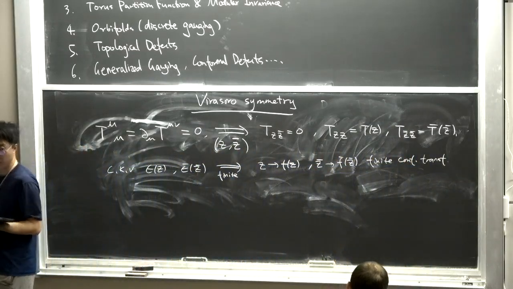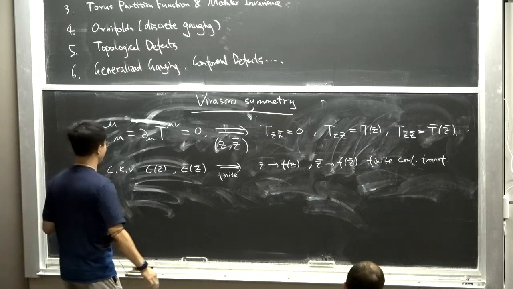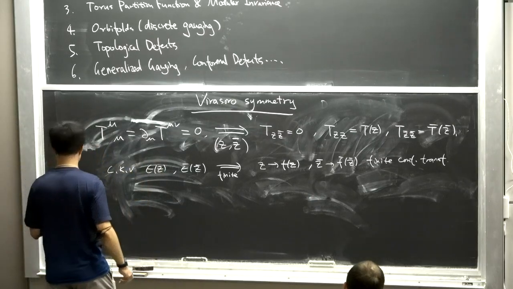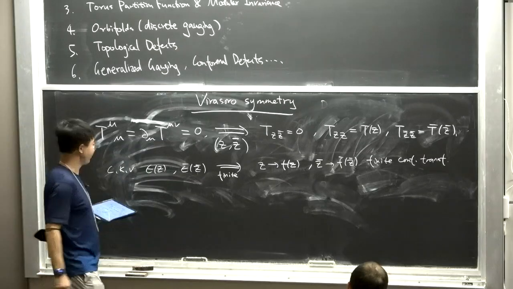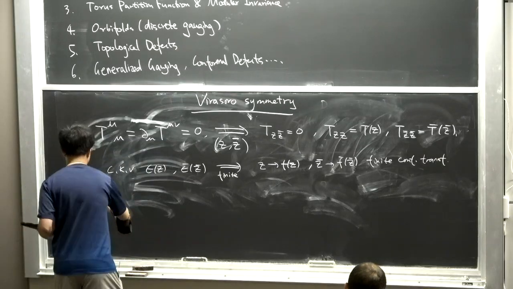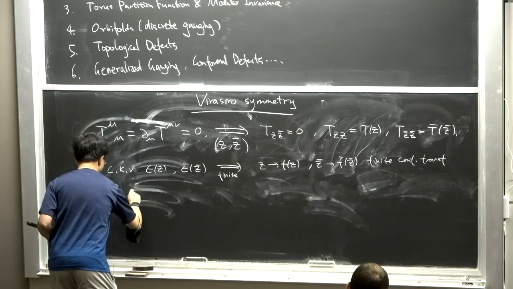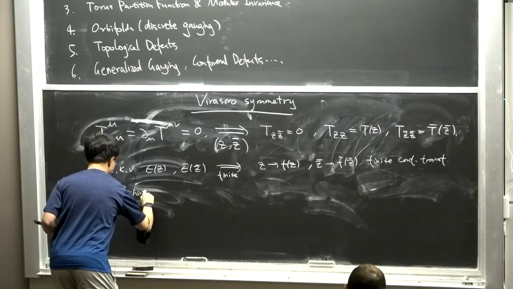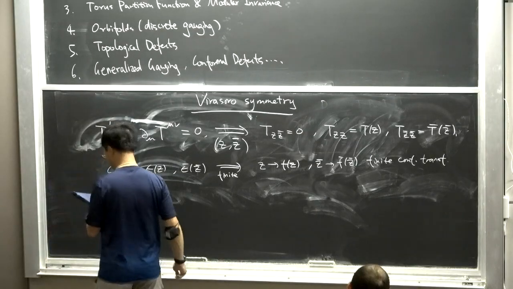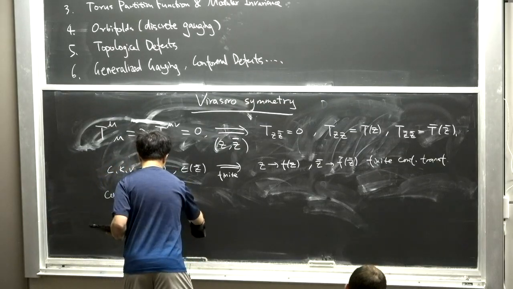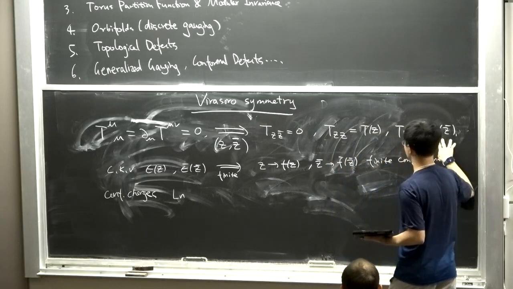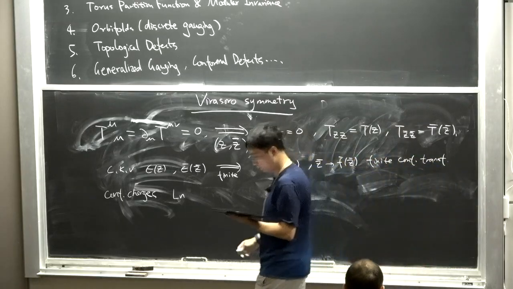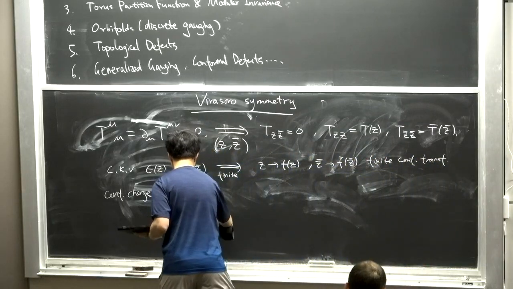And as is the case for anything in quantum field theory associated with a symmetry, there are corresponding charges which will tell us how the symmetry acts on local operators. In these cases, the charges, which I'll refer to as conformal charges, are given by modes of these holomorphic objects, T of z, and these anti-holomorphic objects, T bar of z bar, in the following way.